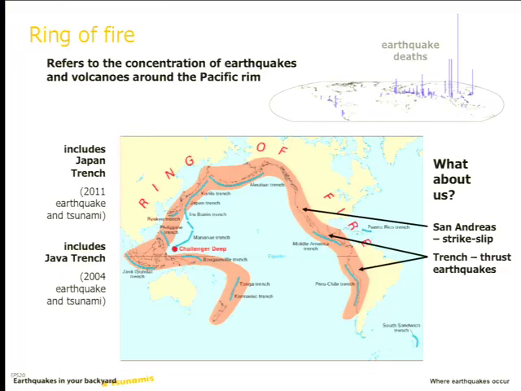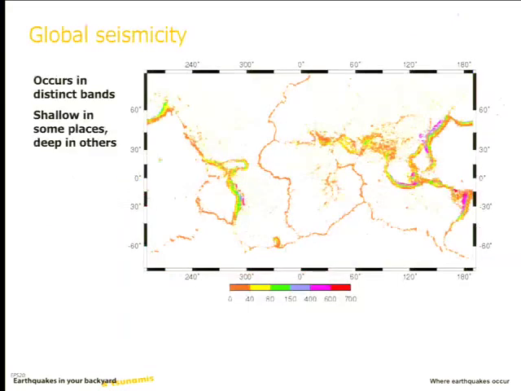Okay? So there is this other process that's going on around this ring around the Pacific that is linking the two. Okay? All right, but so looking at the global seismicity map in a little more detail, this not only shows you the location, but it also shows you the depth. Okay, so a little more information.